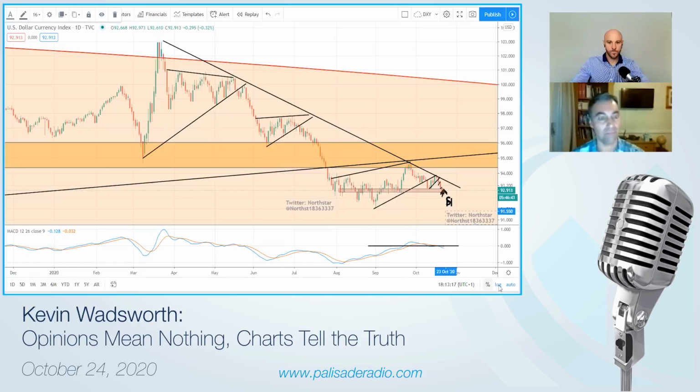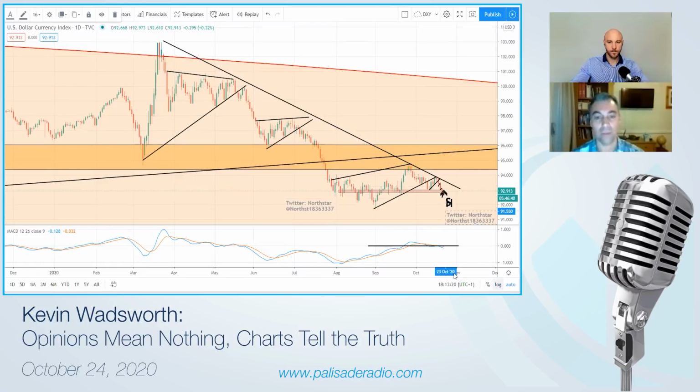If I just get rid of the log view and go onto the arithmetic or linear chart, there's no need to show a log chart when you're looking at indexes, because an index shouldn't behave logarithmically. It should behave in a linear fashion. It shouldn't rise or fall in a logarithmic fashion, so hence the non-log chart. Over short time scales it doesn't really make any difference, but when you're looking at a bigger time frame, it makes more of a difference.